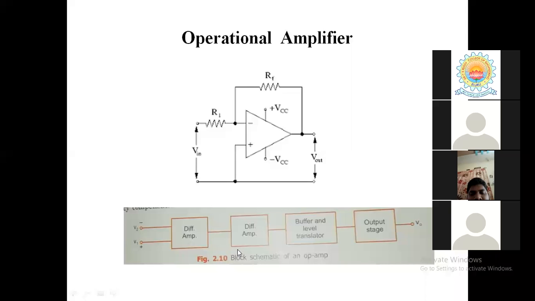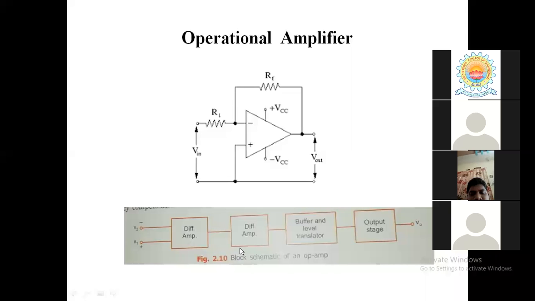Without feedback the output would be saturated, so with negative feedback the circuit behaves in a linear manner. The operational amplifier is a linear integrated circuit where the behavior between voltage and current is linear, V is proportional to I. That's why it falls under the category of linear integrated circuits.